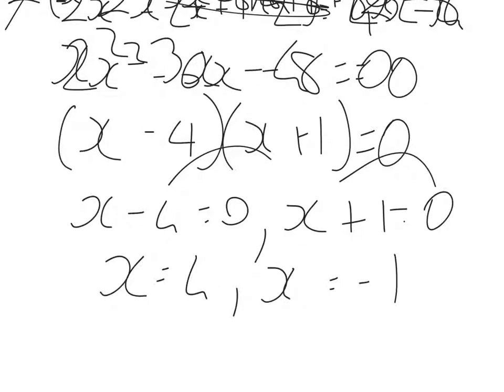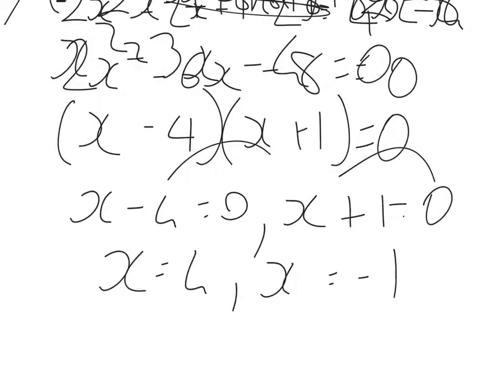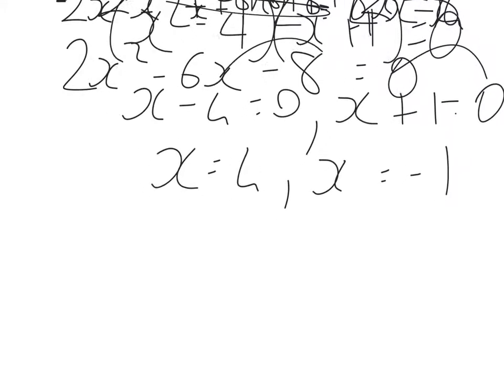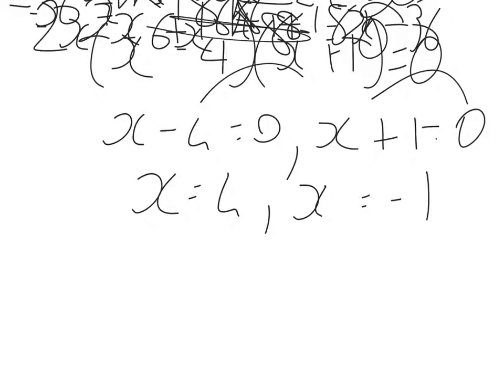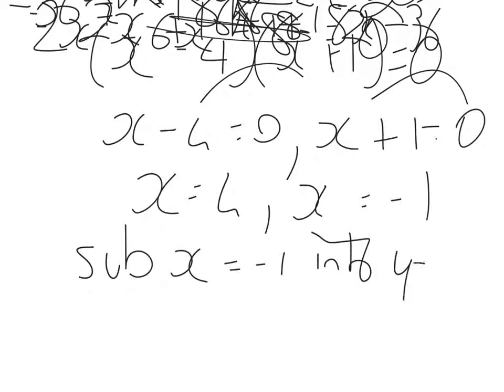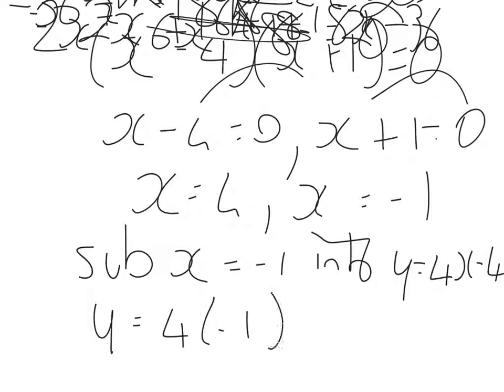Now it's looking for points of intersection, that's the x coordinates. To get the y coordinates, I then sub back into y. So I'll find one of the equations for y, which would be y equals 4x minus 4. So I'm going to sub both of these in. So first of all, sub x equals minus 1 into y equals 4x minus 4. That'll be y equals 4 lots of minus 1 minus 4.